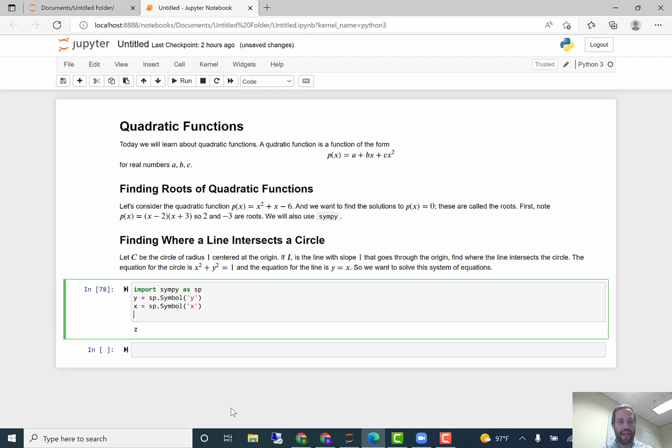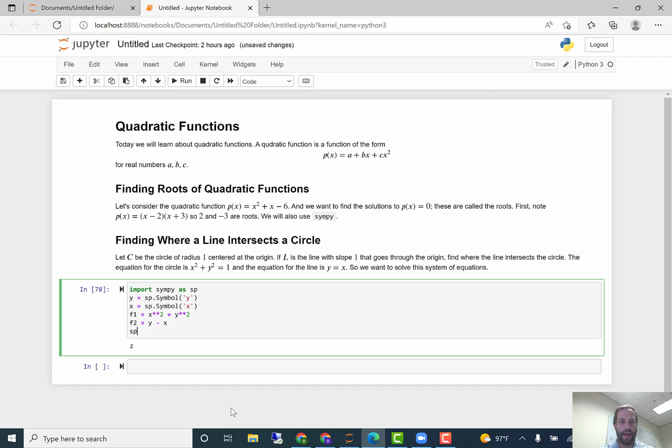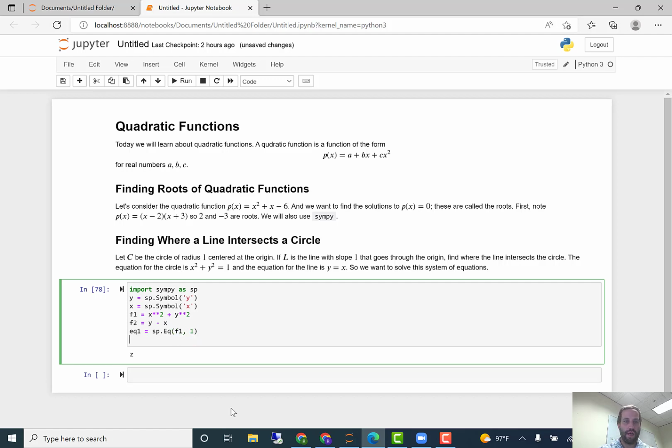Okay, so my first function, f1, is going to be x squared plus y squared. f2 is going to be y minus x. And again, there's multiple ways of doing this. Equation 1 is going to be the first equation, so I want f1 to equal 1. And then equation 2: f2 is my y minus x, so I want y minus x to be equal to 0. In other words, y is equal to x. So I'm going to write f2 equals 0.